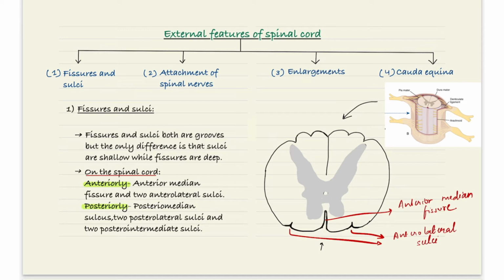Similarly, when you see posteriorly, you get 1 posterior median sulcus. This is not so deep, so this is known as sulcus. In front there was fissure, at the back there are sulci. Okay, so posterior median sulcus, then 2 posterolateral sulcus. So these are posterolateral sulcus and 2 posterior intermediate sulcus, means between those two. So these are posterior intermediate sulci.